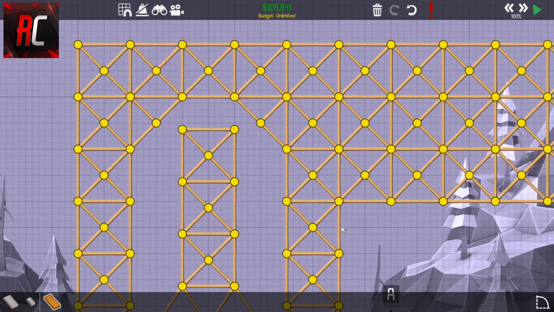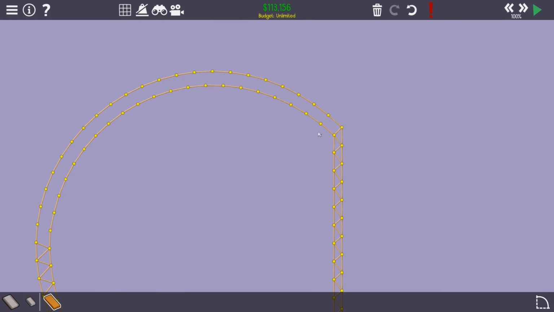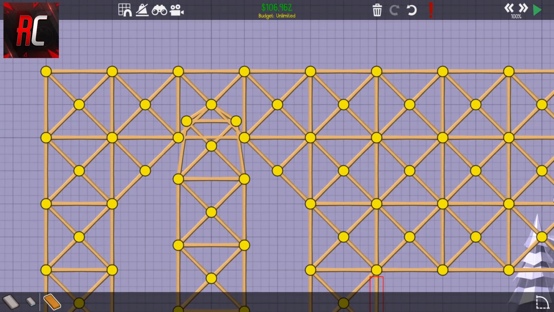I made squares, and squares are bad. Squares? I have not taught you anything. Triangles, man. It's true. You can get away with squares, but you gotta know where to put them. Oh, that breaks the entire thing.